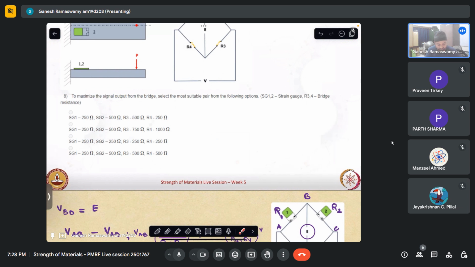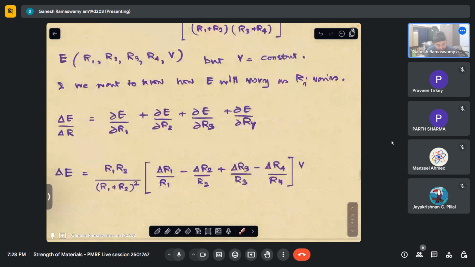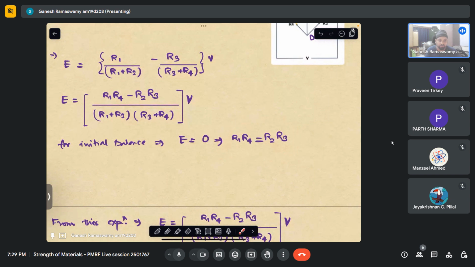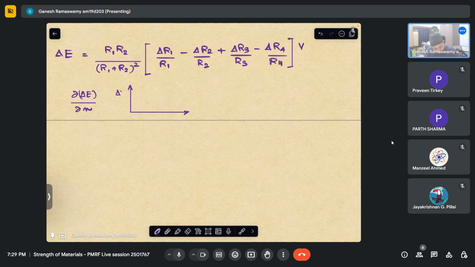Now it turns out, I want to maximize my output voltage E. How should I select my resistors? So if I take R1 by R2 to be some value M, naturally from here R3 and R4 also I can relate to that M. So if I recast this in terms of that ratio R1 by R2 and take the partial of my output voltage with respect to that M, the curve we get with respect to M and the output voltage turns out to be something like this, where this peak, as Mr. Jayakrishnan will also add, will be at M equal to 1.